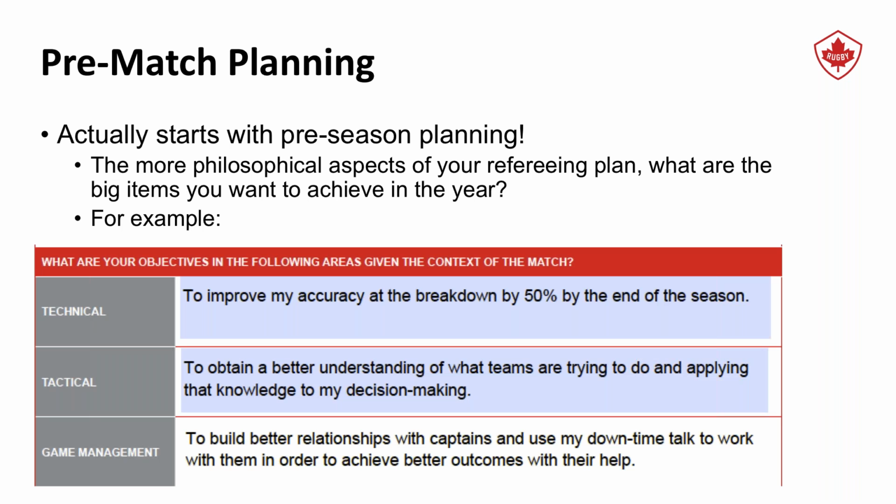These are things I put together a little bit on the spot, so I apologize if they seem incoherent. From a technical perspective, can I measure my accuracy at the breakdown improving by 50% by the end of the season? In order to measure that, I need my goal to be realistic in the sense that I need to know which decisions I can keep track of in which games. Where I don't have access to video, it could be very difficult to accomplish this goal.